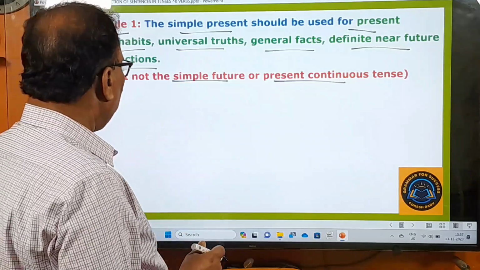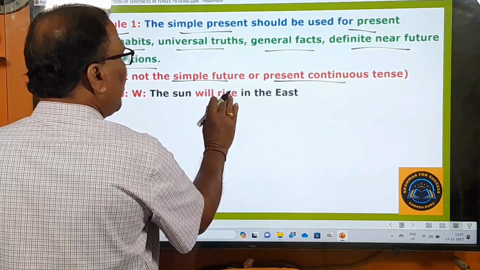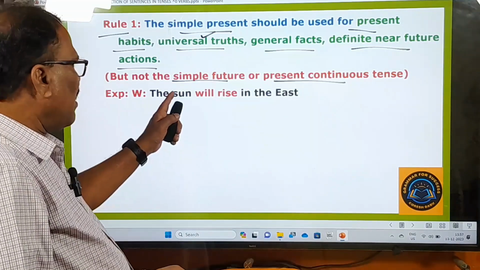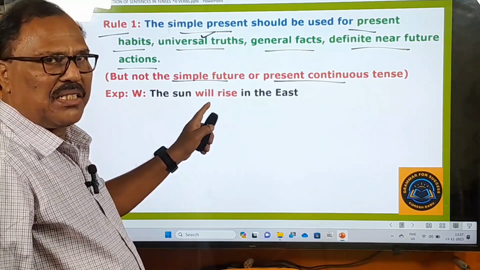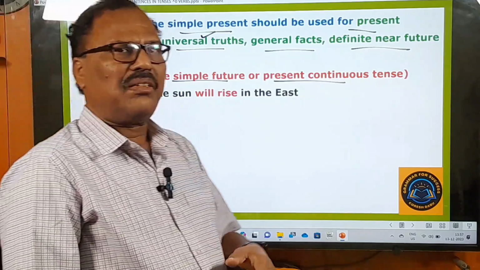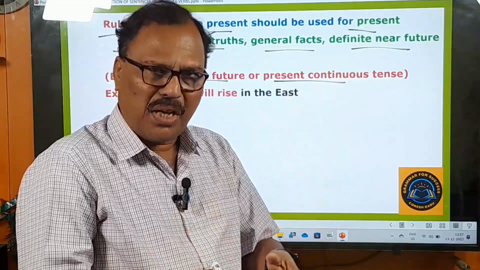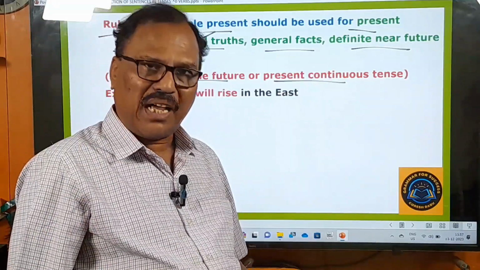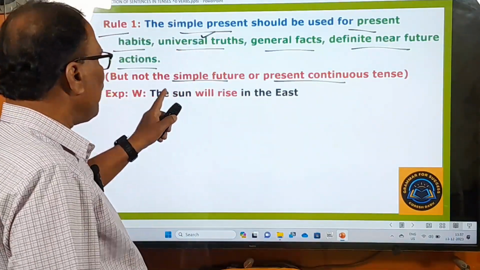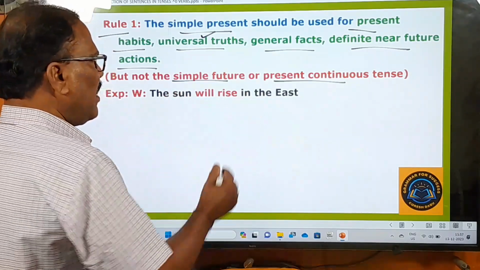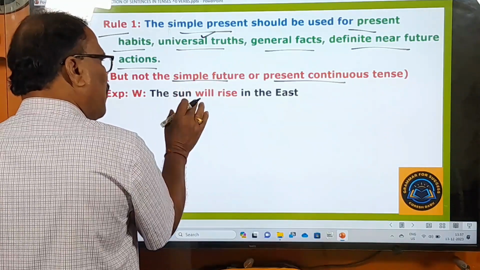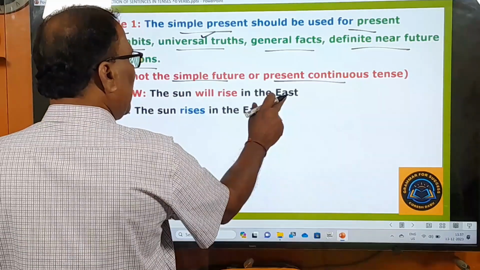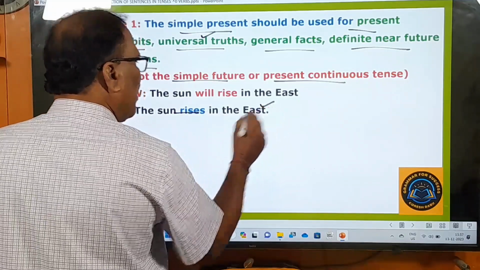Let us take some examples. For example, the sun will rise in the east. In this sentence, a universal truth is expressed. Universal truth means they were true in the past, they are true now in the present, and they are going to be true in the future. That means they are forever true. That is why they are called universal truths. So here, the sun will rise in the east is wrong. It is because this is a universal truth and therefore it must be expressed only in the simple present tense. The sun rises in the east is the right sentence.